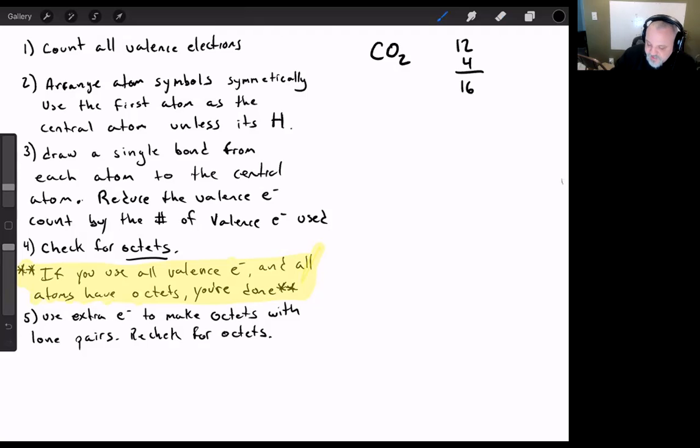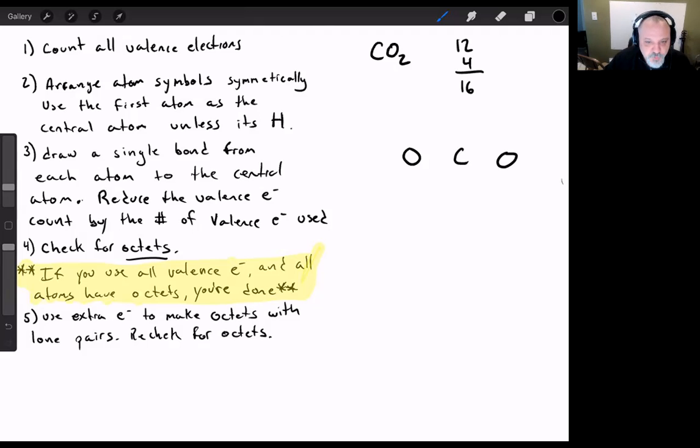Okay, so let's arrange the atoms. Carbon is not hydrogen, so it's going to be the central atom. In fact, carbon is always the central atom in this course, if there's a carbon listed. Okay, now this is a very important point. CO2 is going to end up with double bonds.